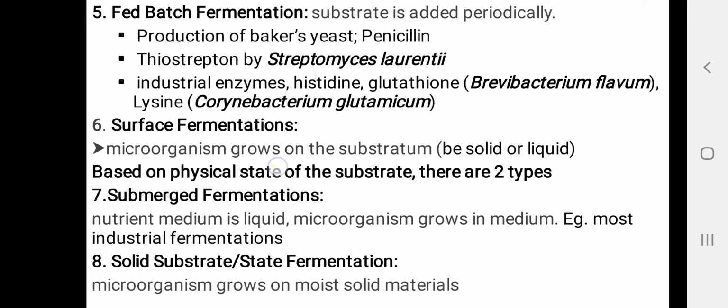So here the microorganism grows on the substratum, and the substratum may be either solid or liquid. Now based on the physical state of the substrate, there are two types. It may be submerged fermentation or it may be solid state fermentation, also called solid substrate fermentation. Now in submerged fermentation, the nutrient medium is liquid, so the microorganism will grow within the medium, that is, submerged in the medium. For example, most of the industrial fermentations. Now in solid state fermentation, the microorganism grows on moist or solid materials.